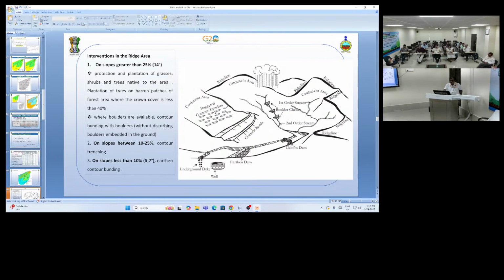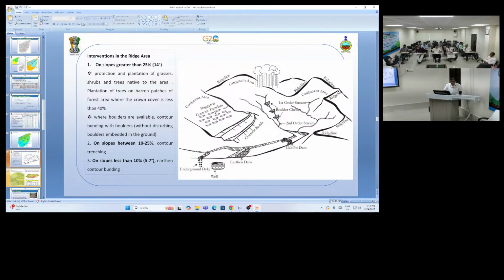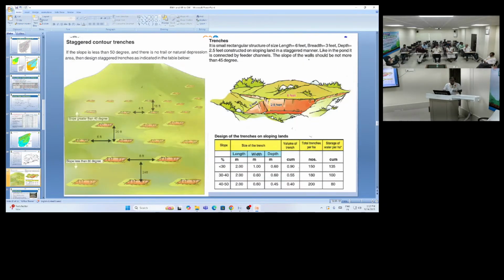So on slope 10 to 20%, contour trenching; on slope less than that, earthen contour bunding. We are considering the percentage of slope only so that it is stable for that structure, otherwise it will break down. Just for visualizing, I am giving what the slope will be, what the staggered trenches will be, and what the sizes will be: length, breadth, depth.